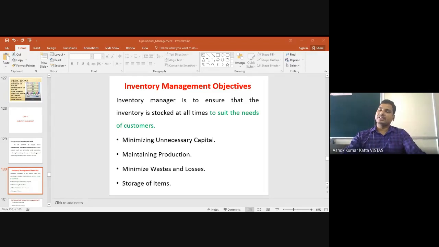If the inventory manager says the material is out of stock, then production will stop. Unnecessarily, we are paying salaries for the employees. On time, we cannot deliver the products, and we will face many practical problems. So maintaining continuous production depends on inventory management. Being an inventory manager, you must be ready with all the resources.